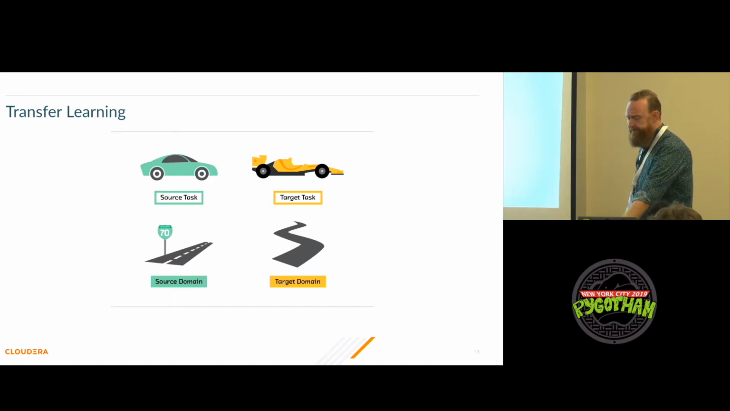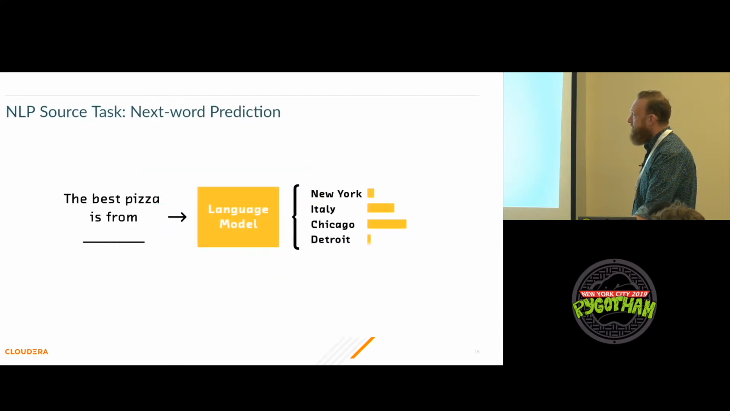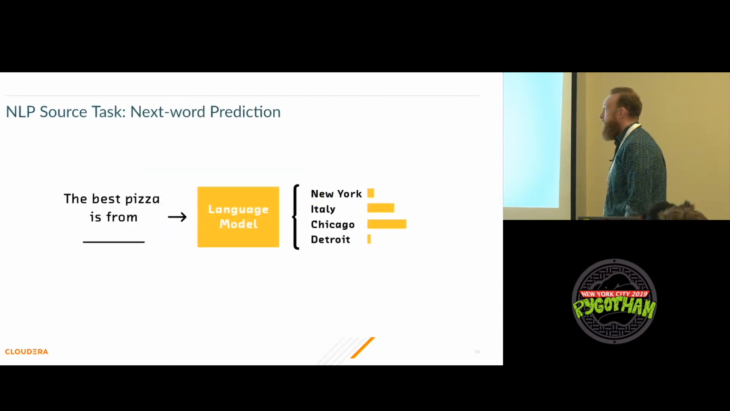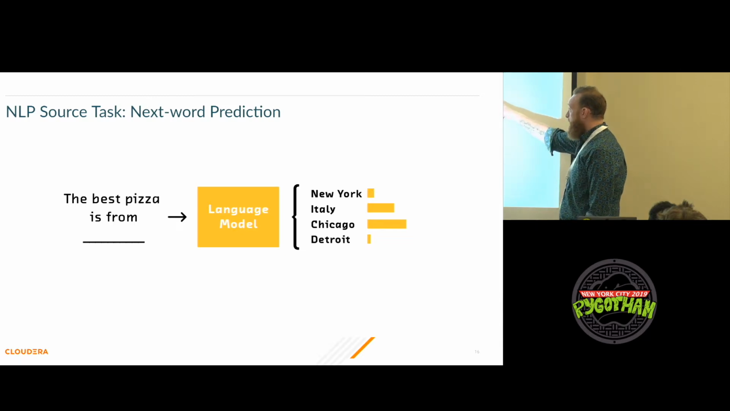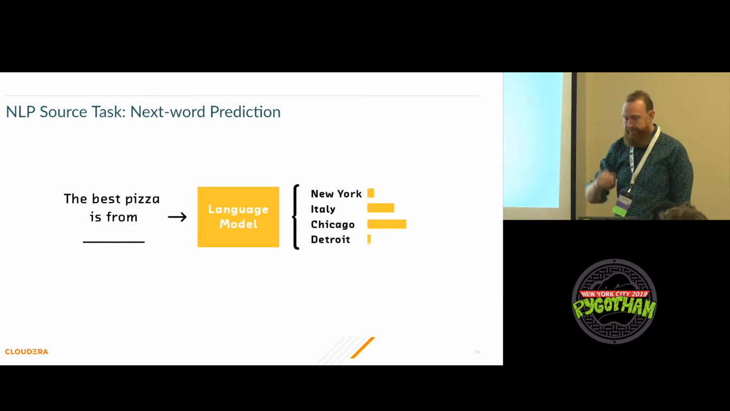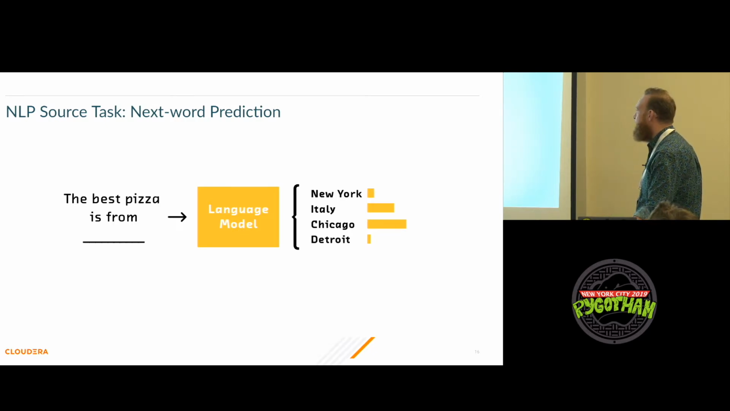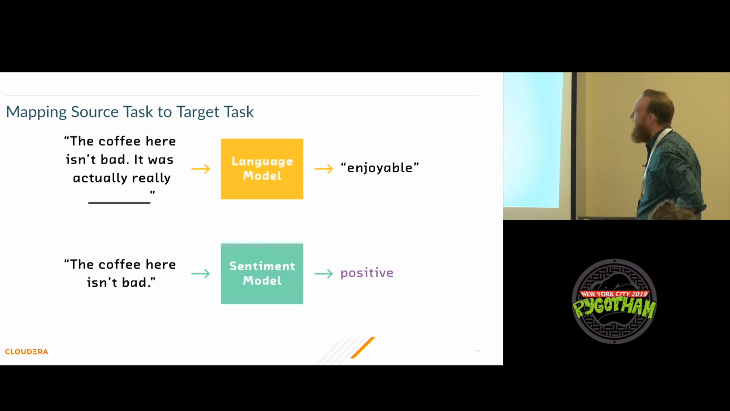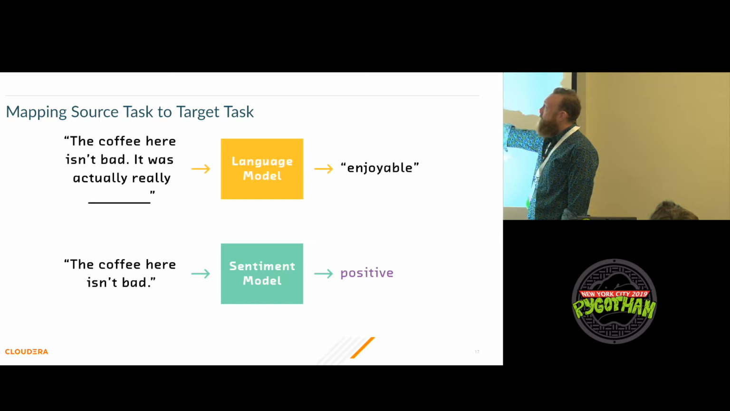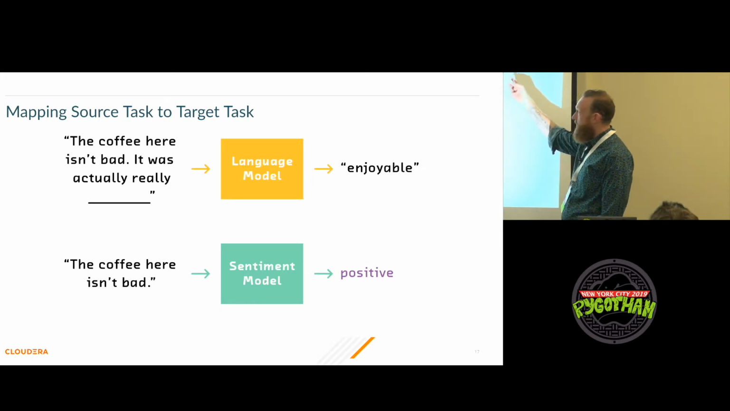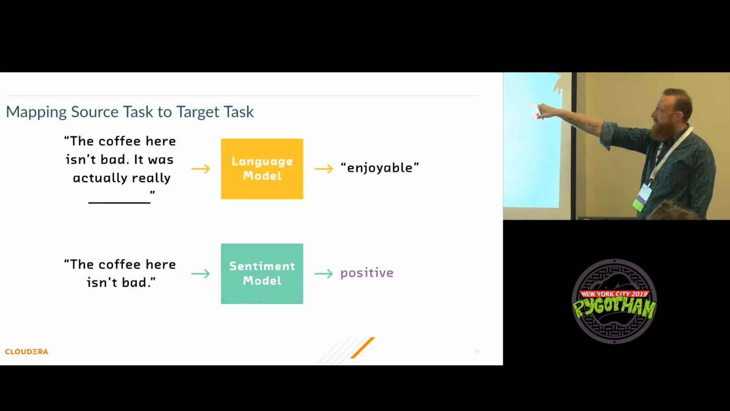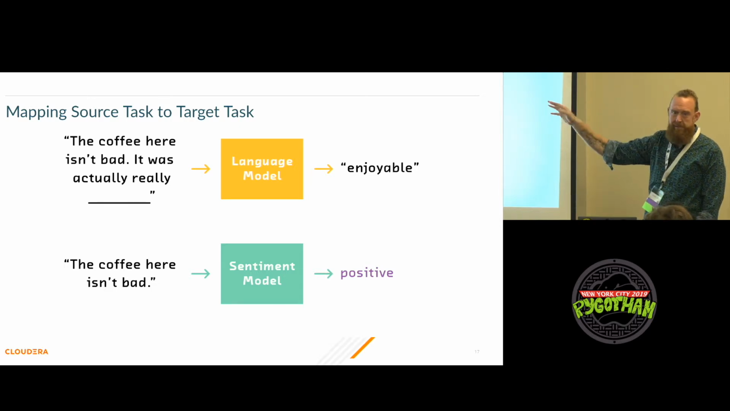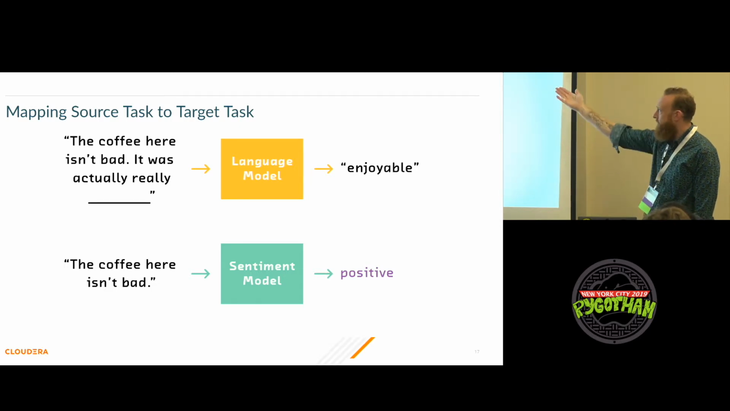The spirit of transfer learning is to adapt. So we take a known task and we move it to a target task. This is the autocomplete task, next word prediction. This model got it wrong. Chicago pizza is not pizza. This deserves to be corrected. I have feelings about this. My colleague, anyway, point of contention. So this is the source task to target task mapping, right? Coffee here isn't bad. It was actually really, what's the next word? Enjoyable, right? And this is taken from "isn't bad," or there's probably more context in here that we don't even understand, but that's what the model's going to come up with.